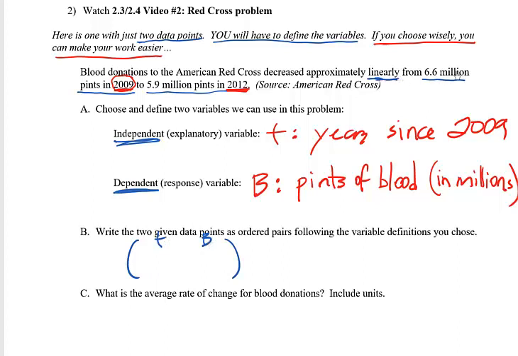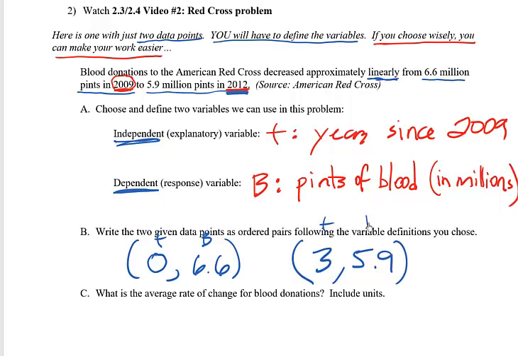Well, let's see, the first data point, we're talking about the year 2009. 2009 is 0 years from 2009, and in that year there were 6.6 million pints. So we've taken the sentence information and converted it to an ordered pair. The other one, 2012 is that year. That would be 3 years after 2009. And 5.9 million pints of blood that year.